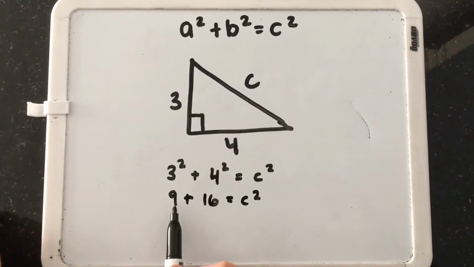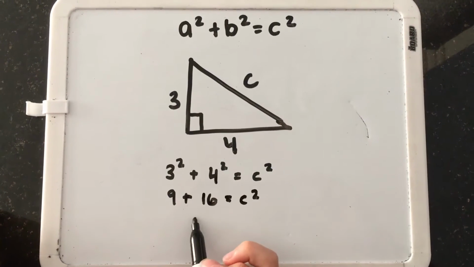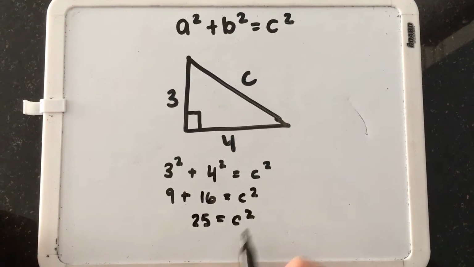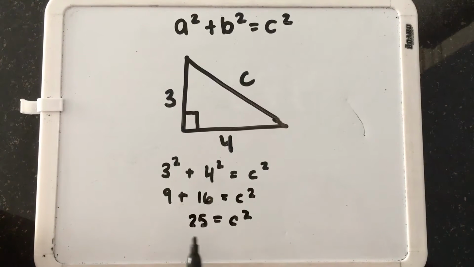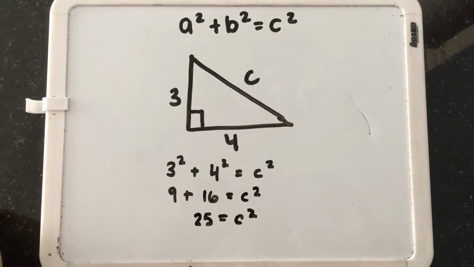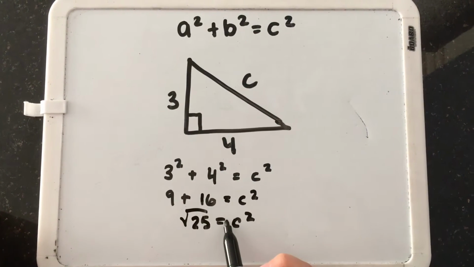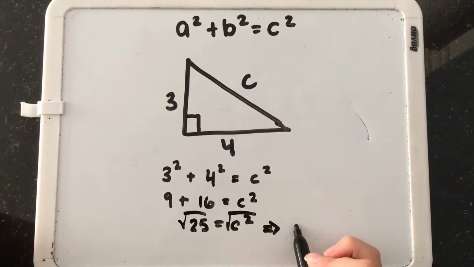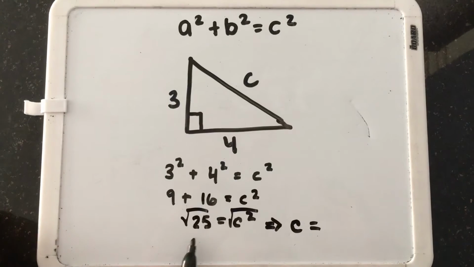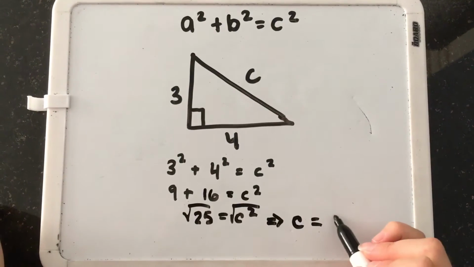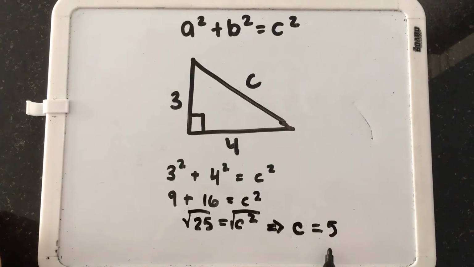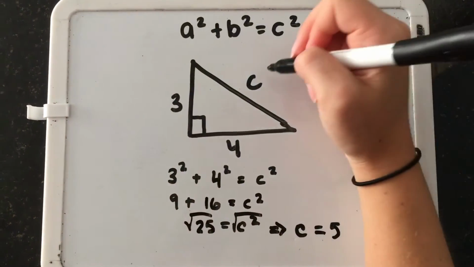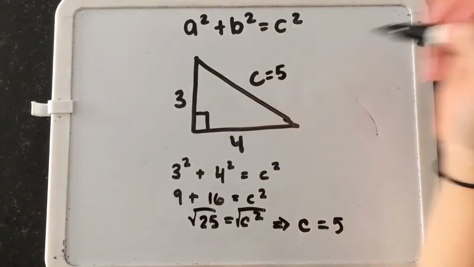So now the left side, if you combine 9 plus 16, that becomes 25 equals c squared. In order to solve for c, we take the square root of both sides, square root 25, square root c squared, and this will give us c equals the square root of 25, which is 5. So now we were able to solve for the hypotenuse of this triangle, so c equals 5.